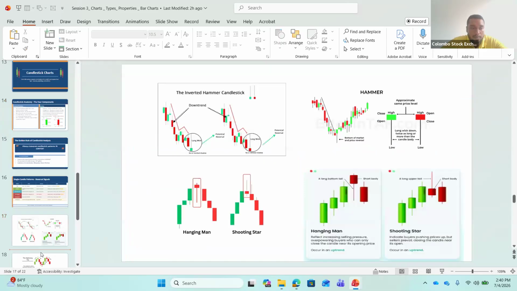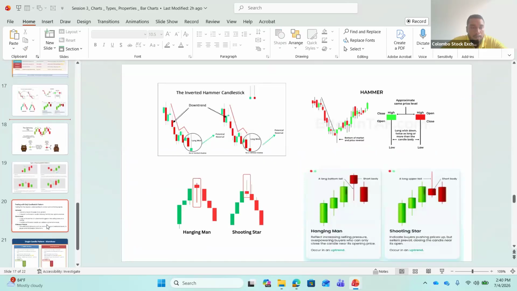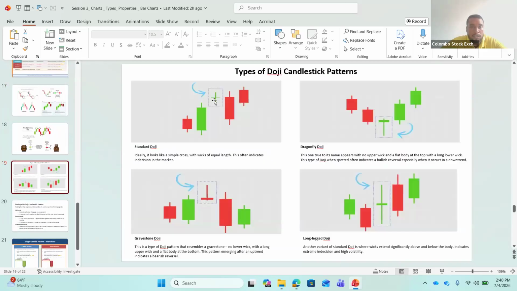So the body basically means opening and closing price. In a doji, the opening price and the closing price are the same. That's why you have no body. It's like a flat pan, a flat body. So this is a doji.